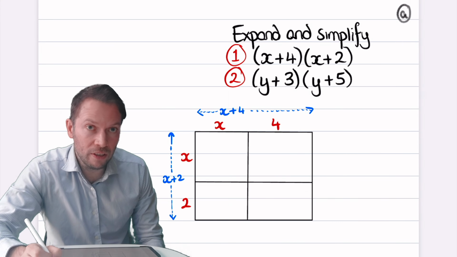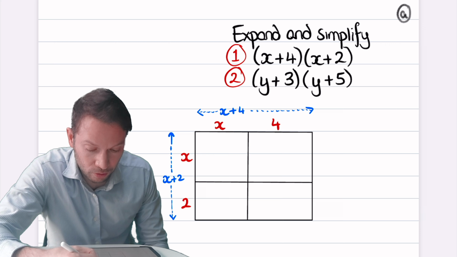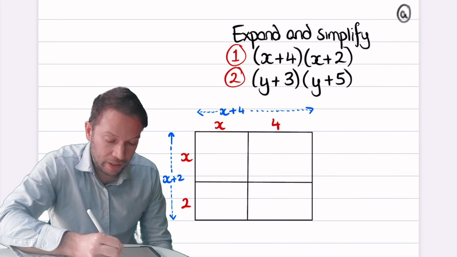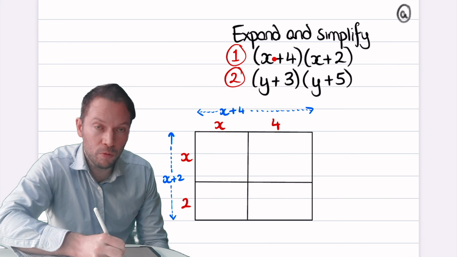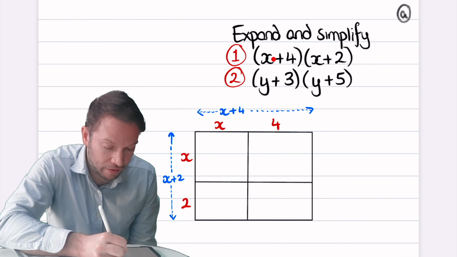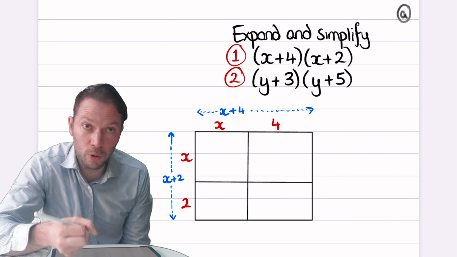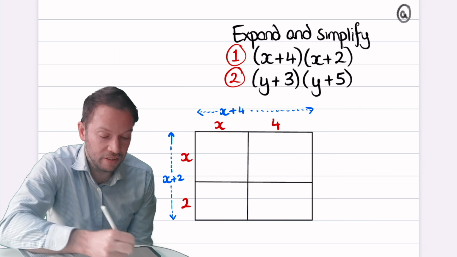Hi, in this video we're going to explore how we can expand two brackets or double brackets. So for example, we've got this bracket here of x plus 4 and we want to multiply it by x plus 2. Remember in algebra, when we put things next to each other like this, it just means we want to multiply them together. So we want to do x plus 4 times x plus 2.